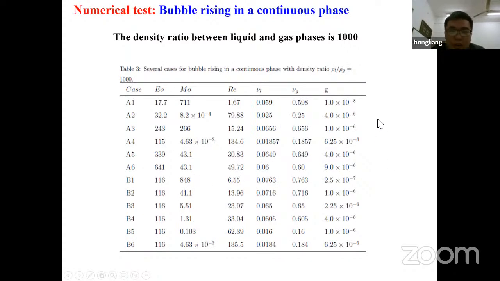Now we simulate the bubble rising in a pattern of physical parameters. We have 12 cases: case A1 to case A6, and case B1 to case B6. These cases agree with the experiment setups. Now we can see the simulation result. Next.